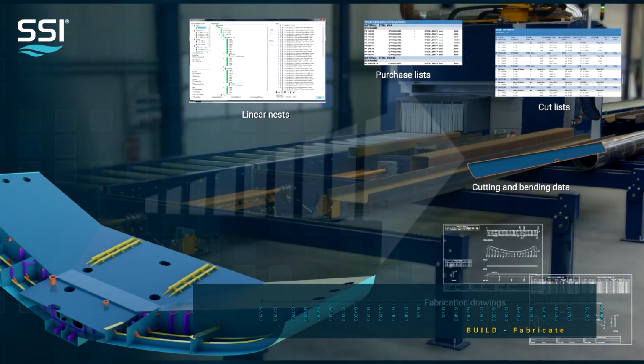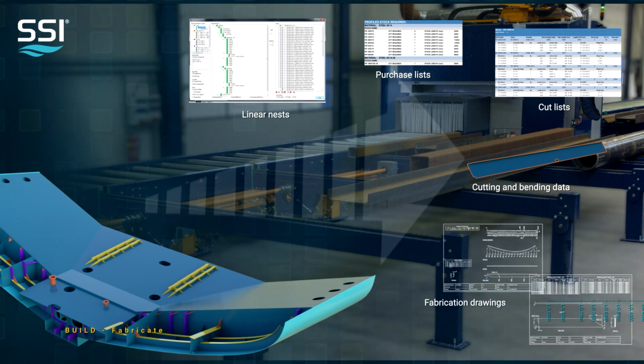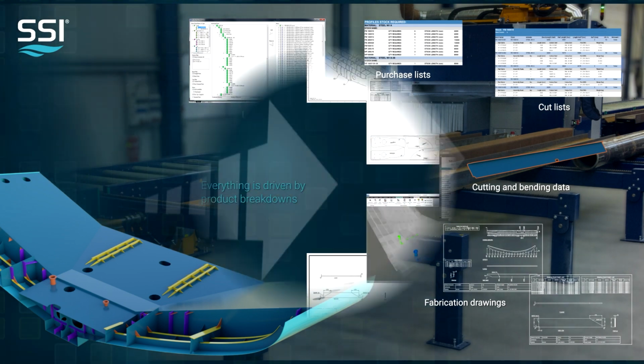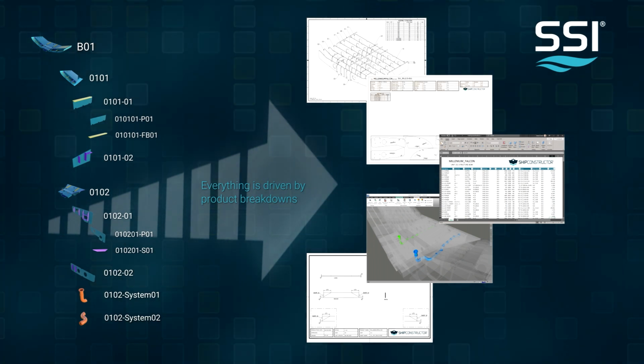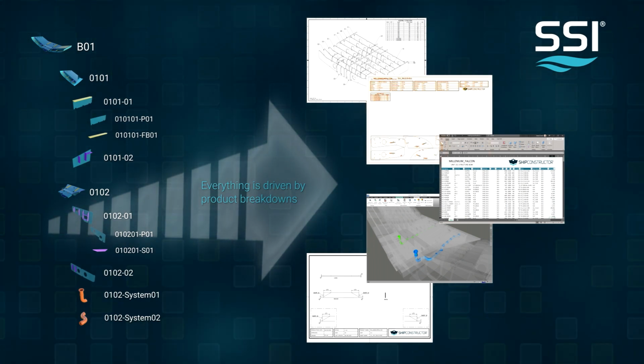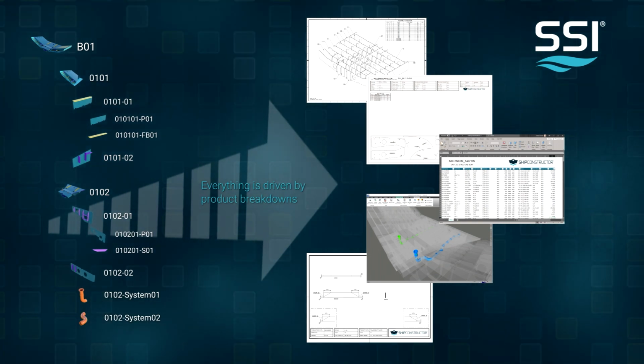In this demonstration, we will nest profile parts, generate a bill of materials for the purchasing department, generate a cut list, export files to a profile cutting machine, and produce a set of drawings ready for fabrication. Previously, we defined the build strategy and assigned parts to the appropriate level and assembly group. Profiles will be nested according to their position in the build strategy.